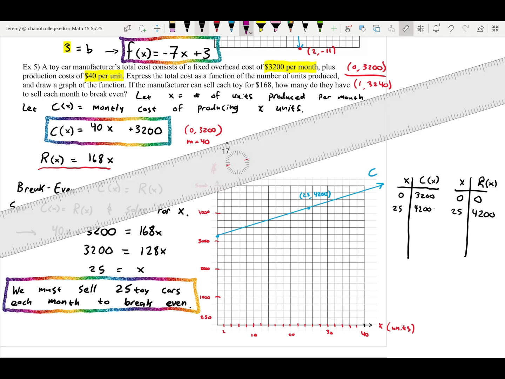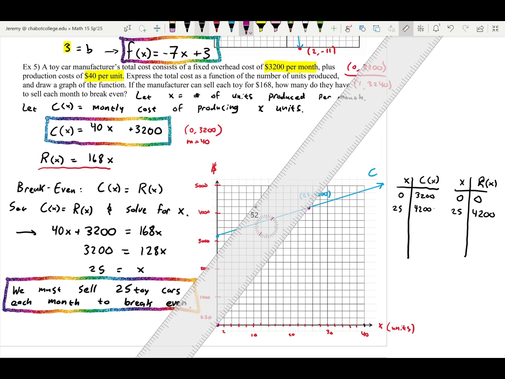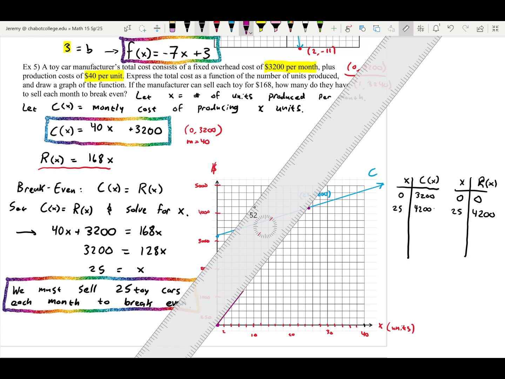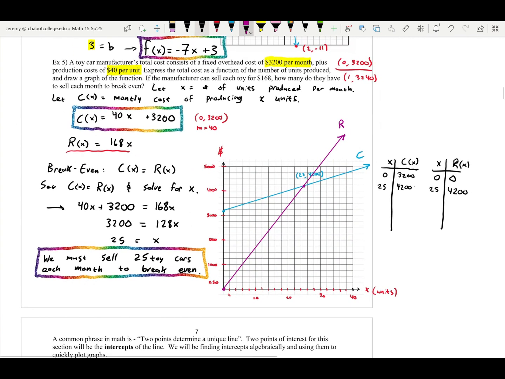So here's what the graph is going to look like. I'll graph it using a different color. So we have these 2 points, the point at the origin 0, 0 and 25, 4,200. So let me sketch this in. So there is our revenue function, R, graphed in the x-dollar coordinate plane.